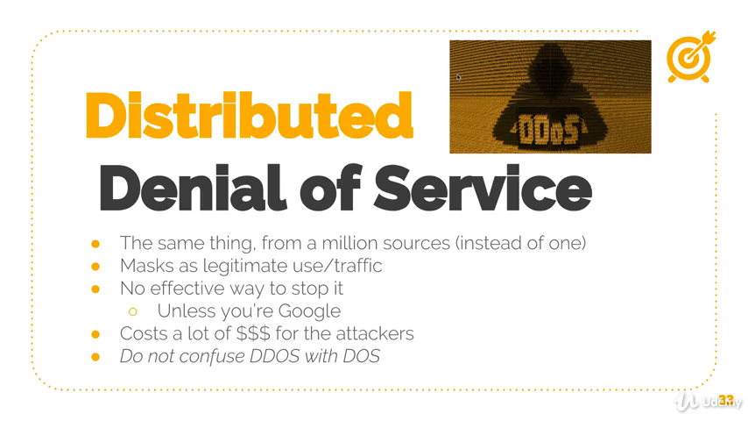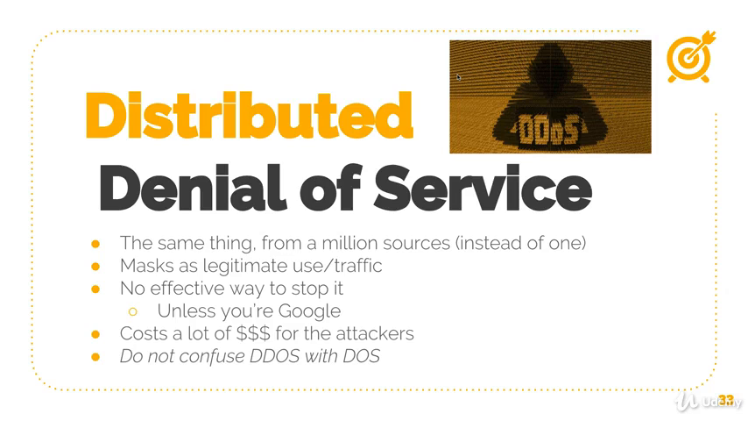The difference is that it's also denial of service, but it comes from a million different sources instead of 1 or 2. And it also masks these floodings as legitimate user traffic. So you can't really distinguish between the attacks and between real traffic that's coming through. And if you can't distinguish it, you don't have an effective way to stop it, unless you're Google. Because if you're Google, you have enough servers to handle the traffic from the entire world. But otherwise, you're just going to go under.